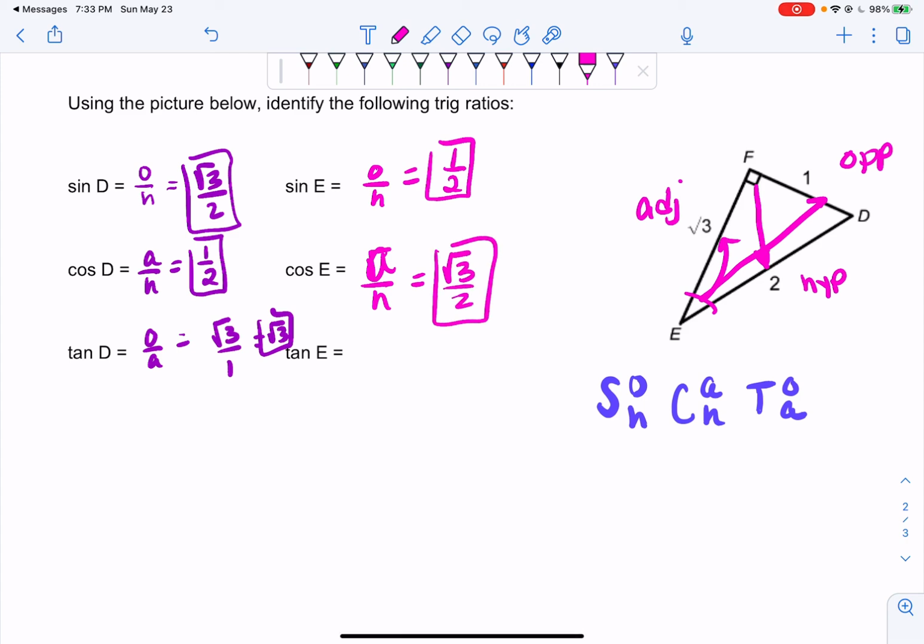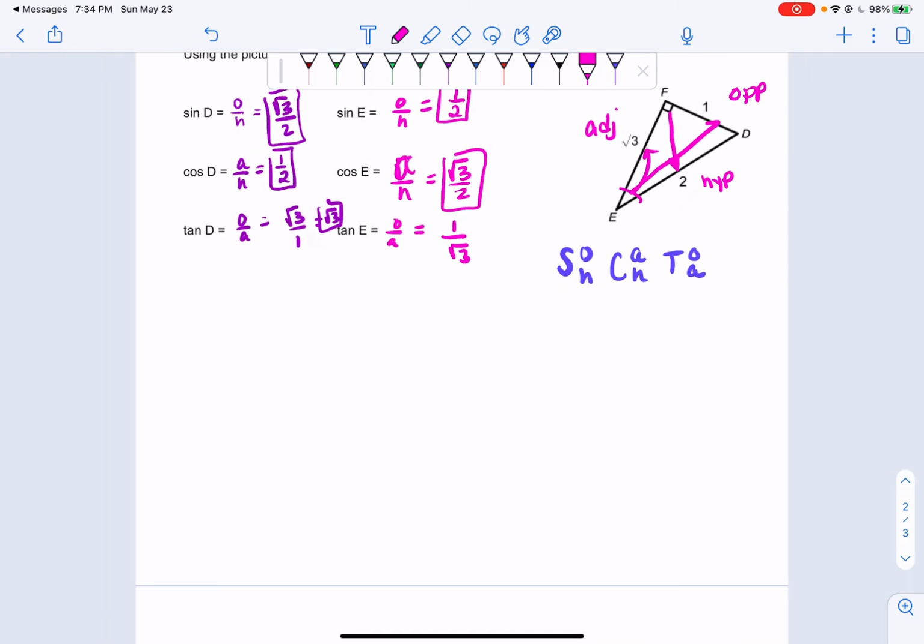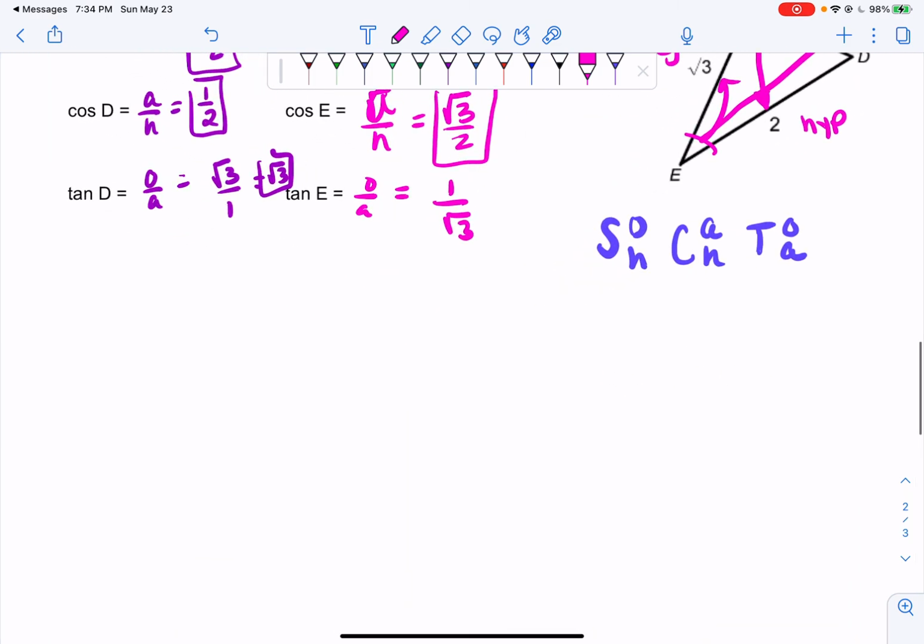And then last but not least, we do tangent of E, which is opposite over adjacent. And that gives us 1 over radical 3. But do we like that radical 3 in the denominator? Very good, we don't. So we're going to rationalize it. So we know 1 over radical 3, if we want to simplify it, we multiply our numerator by rad 3 and our denominator by rad 3.